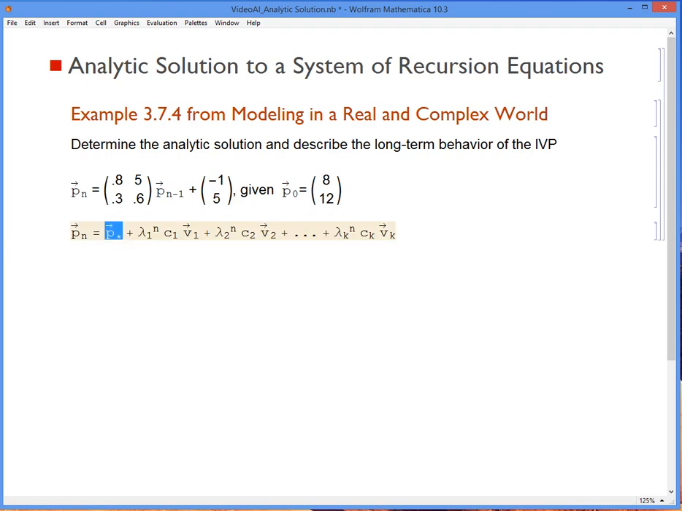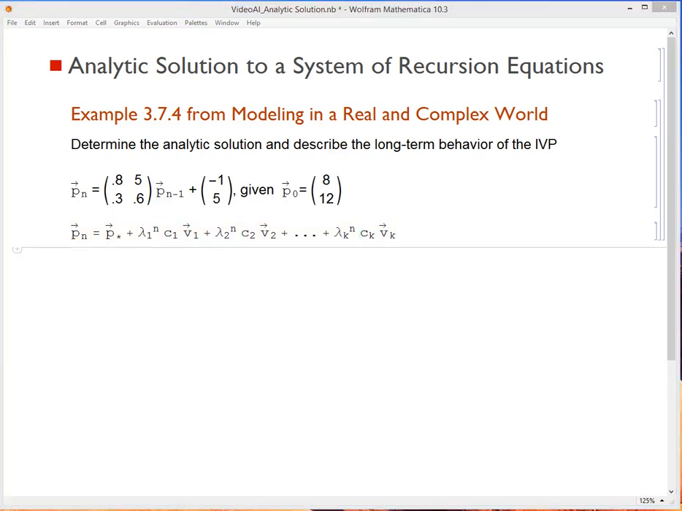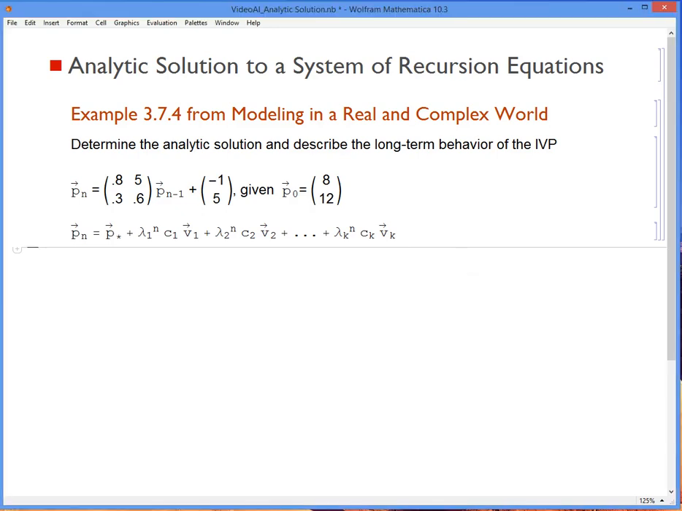This is our equilibrium vector. This lambda 1 is the first eigenvalue raised to the nth power. And then this v1 is the corresponding eigenvector. And so that's the same for these other terms, but the only thing that we don't know are these c values. These are constants. And the way that we're going to find these constants is using another equation from the formula reference card. And that looks like this.